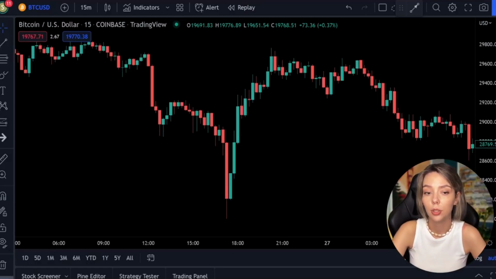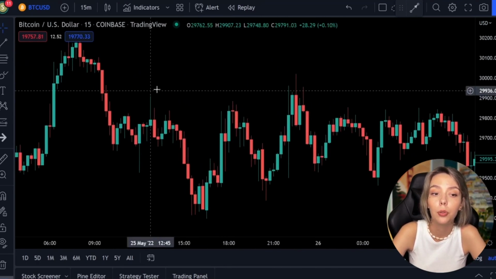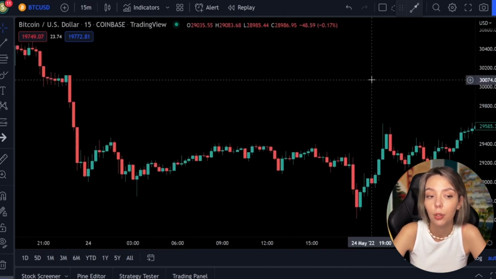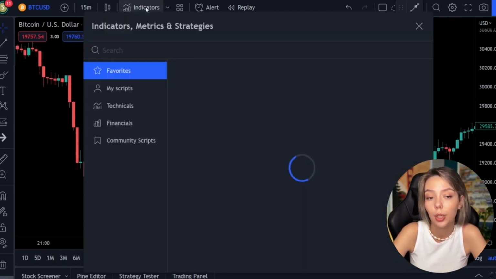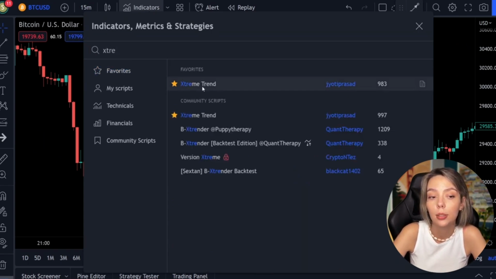Okay, let's get started. You can execute this day trading strategy on cryptocurrencies, forex and the stock market. For now I will be using the price chart of Bitcoin. We use two indicators for this strategy. The first indicator is the extreme trend indicator. Fill in extreme trend and click on this indicator. As you can see, very few people use the indicator yet, which makes it even more special.